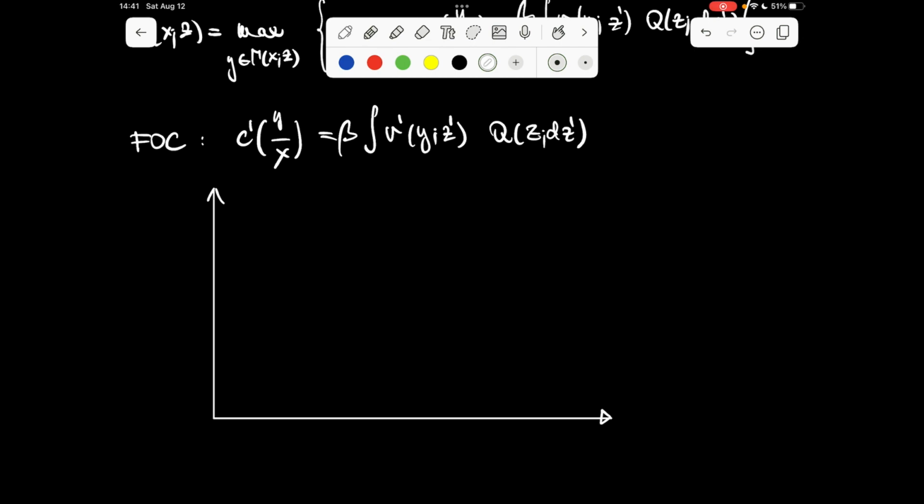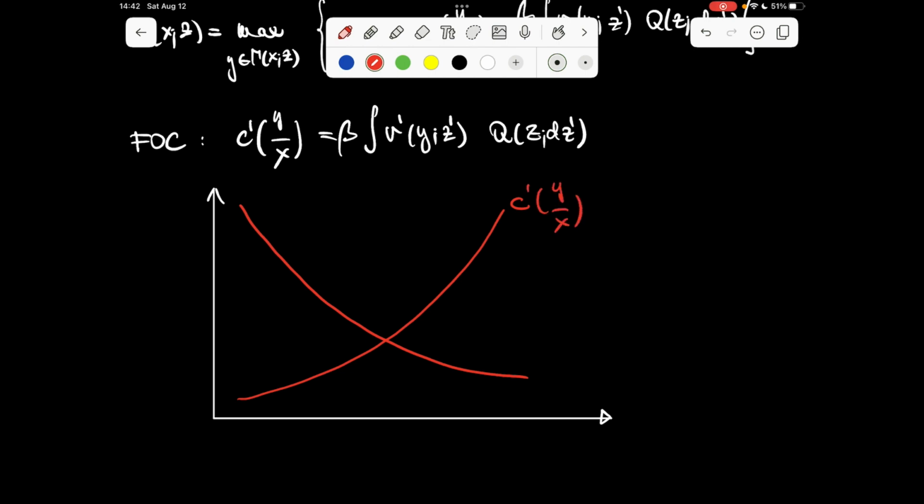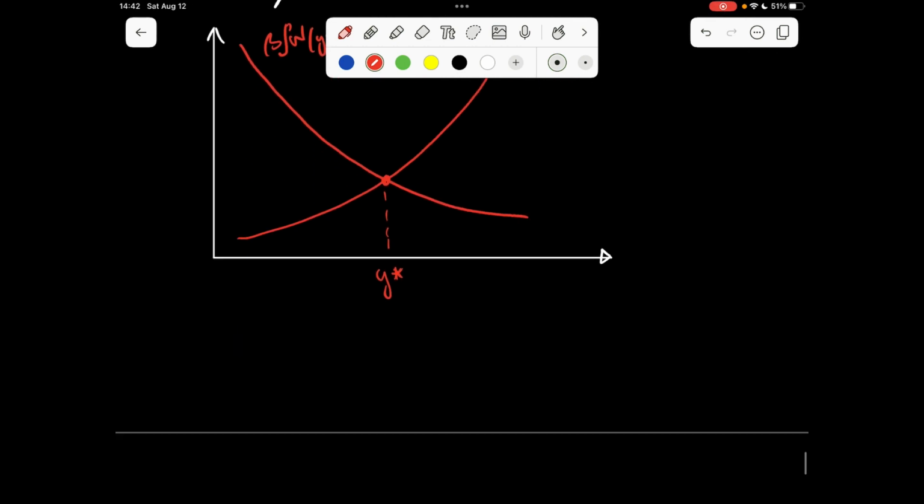both functions, I mean on the left and on the right, can be charted in a figure. This is the left hand side and this is the right hand side as an expected value. And here in the intersection we have the optimum choice.